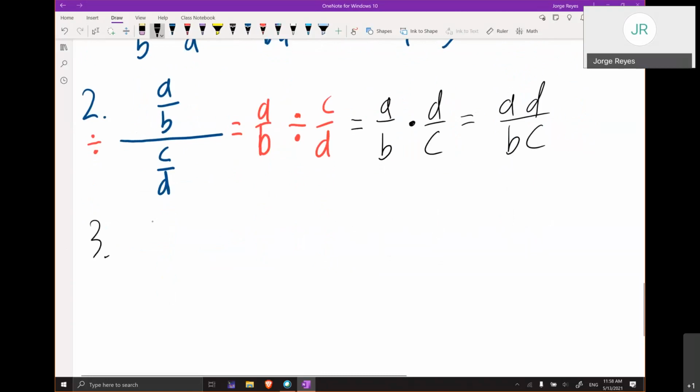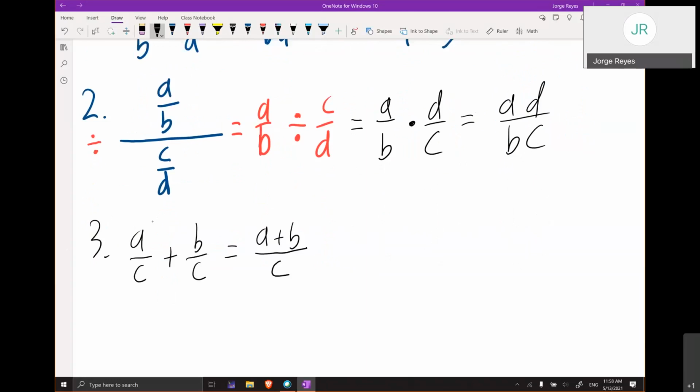All right, and now how to add. A/C plus B/C. Big deal, it's A plus B over C. You add the numerators, but the denominator is just the same.